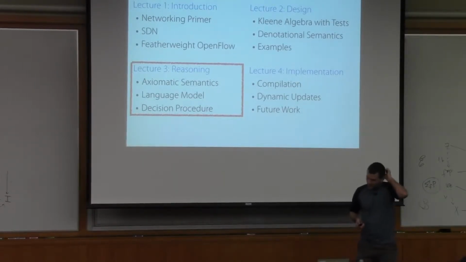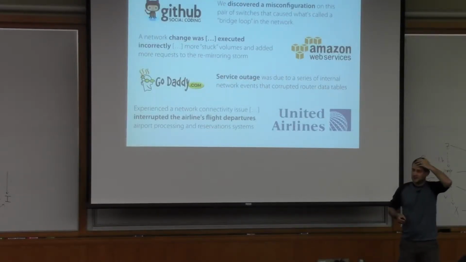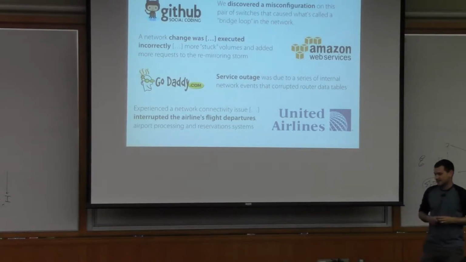Okay, so let's dive in and talk about reasoning. The high-level motivation for this is that networks have become very important, critical parts of our infrastructure, and although for the most part networks work pretty well, there are a number of high-profile outages that are in the news every few months. These are actually a bit old.